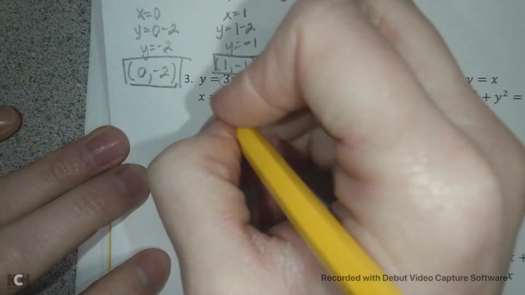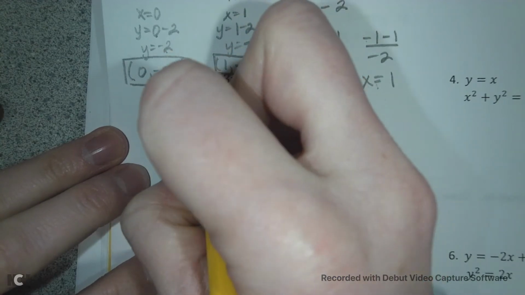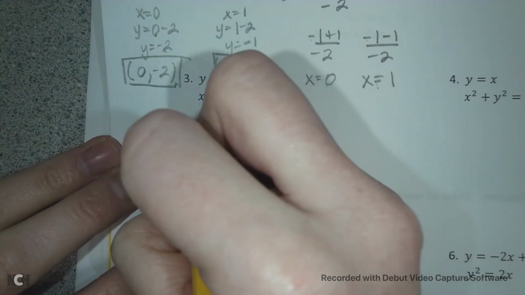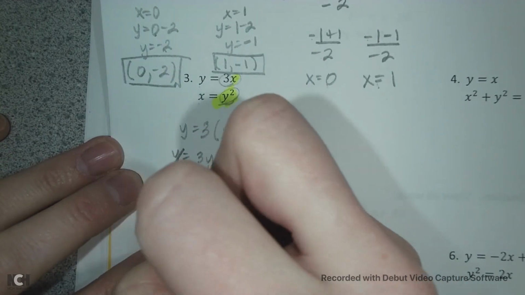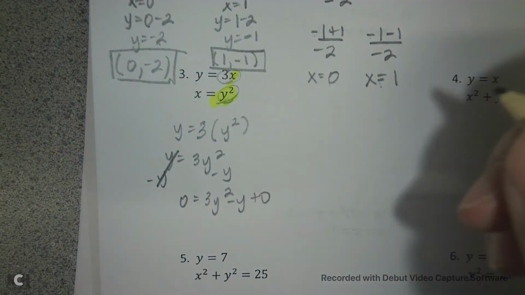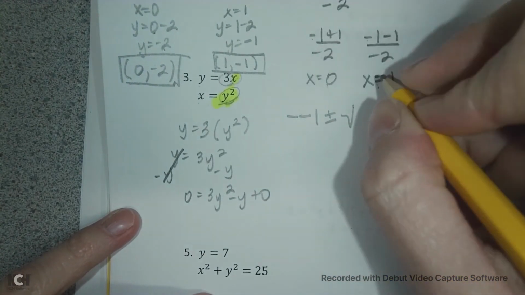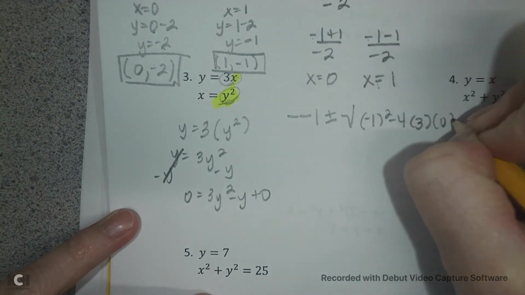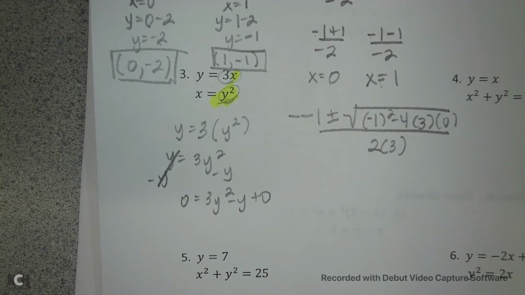You could go the other way. I want to go this way. So right now, I really have y equals 3 times y squared. So we have y equals 3y squared, and then we want to get everything on the same side, so minus y. So 0 equals 3y squared minus y plus 0. Again, you can big X, or you just use the quadratic formula. x is equal to negative b plus or minus the square root of b squared minus 4ac all over 2a. Okay, let's try this.